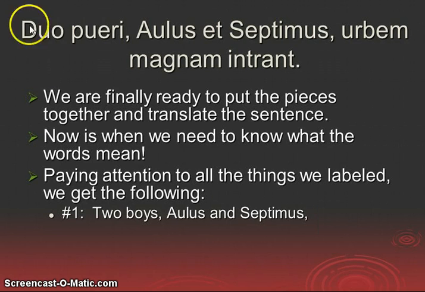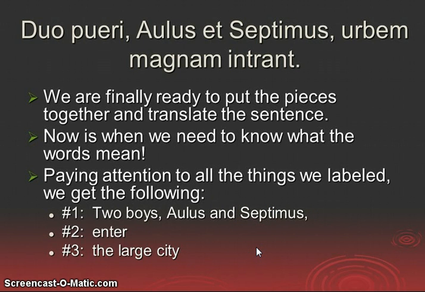We get 2 boys, duo pueri. Aulus is in apposition. It's 2 names, Aulus and Septimus. And our verb is intrant, enter, magnum urbem, the large city.